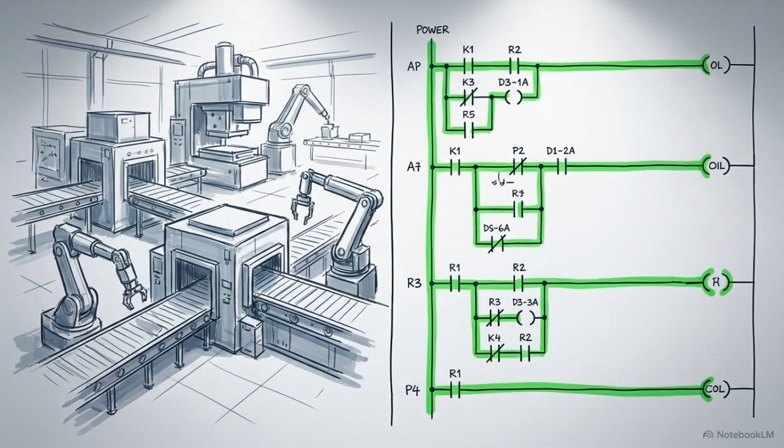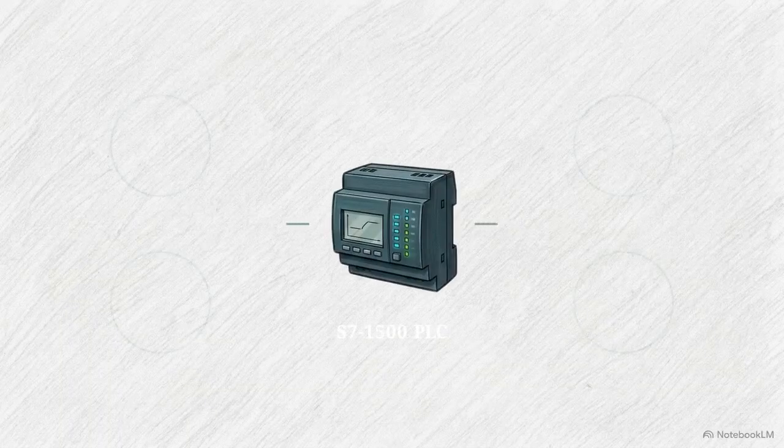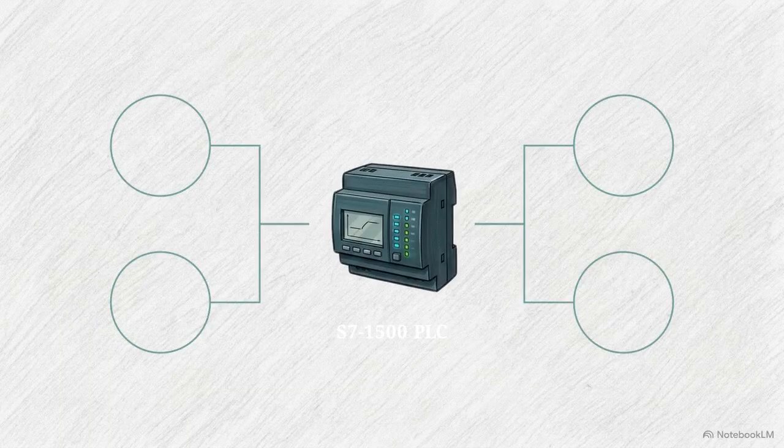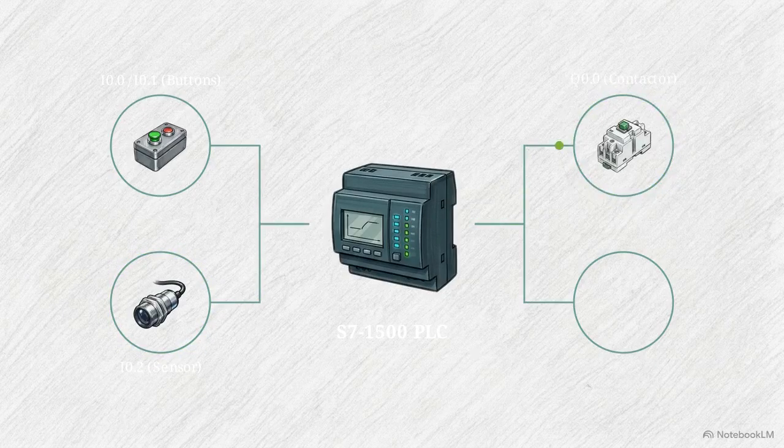In this comparison, we take the physical factory machinery on the left and translate its actions into the clean ladder logic schematic on the right. Here is how the physical hardware maps out. We need a central Siemens S7-1500 PLC, a start and stop button array, a proximity sensor to detect the items, and a belt motor contactor to drive the movement.